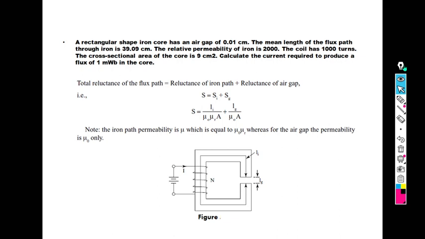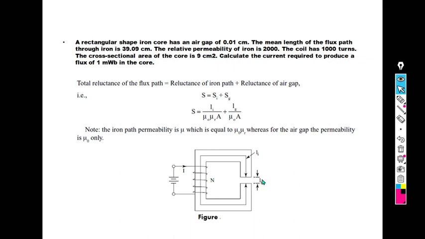The coil has 1000 turns. So if I go through this, it's cross section. Already I mentioned this problem. The cross sectional area of this iron core is 9 centimeter square. So first you will convert it into meter, and you can see that the area of this cross section and the area of this air gap are both the same. So you can use this area, and the length of the iron is from here up to here, and this is the length of the air gap, Lg.